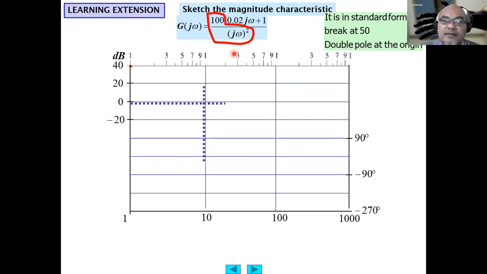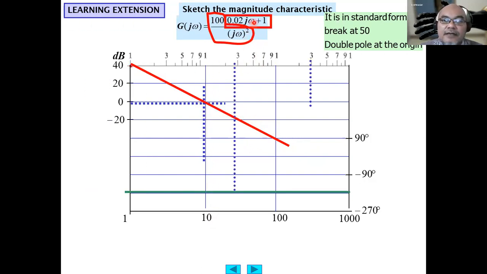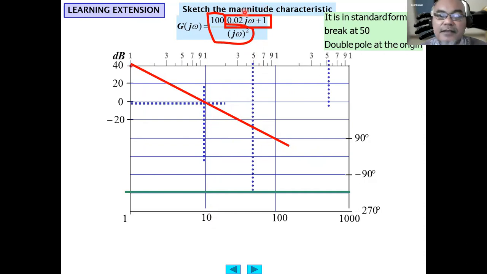From the 100 first, the pole is at the origin. Since it is squared, it is a double pole, so the decrease is at minus 40 decibel per decade. And the second one here, the zero, the break corner frequency is at 50 radian per second. So one decade from that is 500 radian per second.